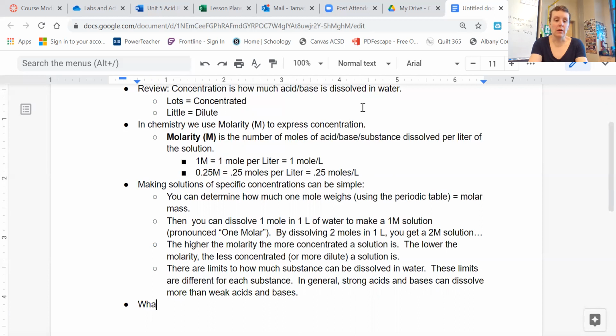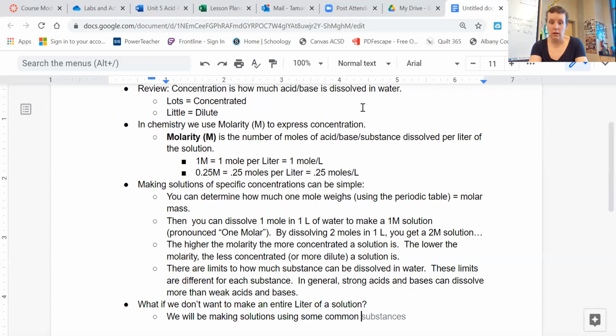Okay, here comes a question. What if we don't want to make an entire liter of a solution? And that's a really valid point. We don't necessarily always need an entire liter of acid. The acid and base labs that we've done so far, we've worked with very small amounts of acids and bases, so we don't need a whole liter. So we will be making solutions using some common amounts that our glassware was made for.